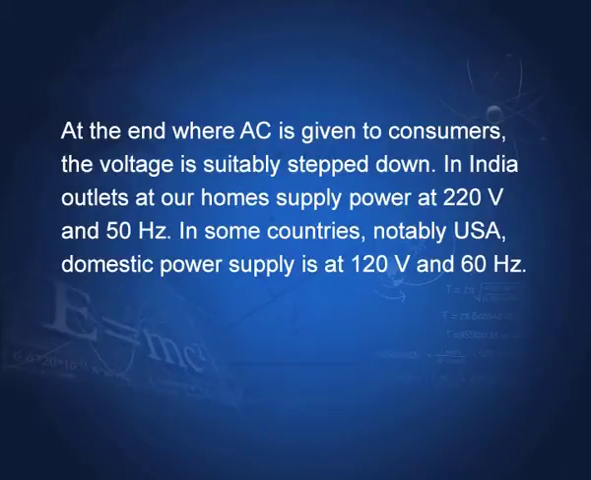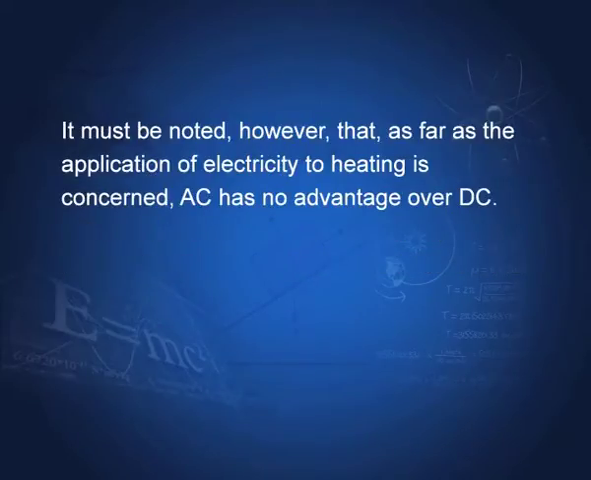In India, outlets at our homes supply power at 220 volts and 50 hertz, that is 50 cycles per second. In some countries, notably USA, domestic power supply is at 120 volts and 60 hertz. It must be noted, however, that as far as the application of electricity to heating is concerned, it does not matter whether it is AC or DC. So, your bulbs which work on AC would also work equally well on DC.